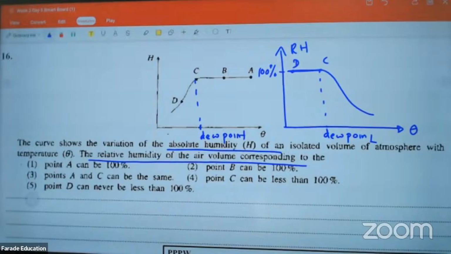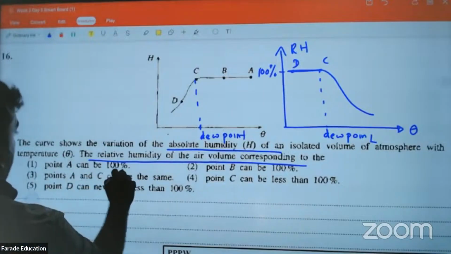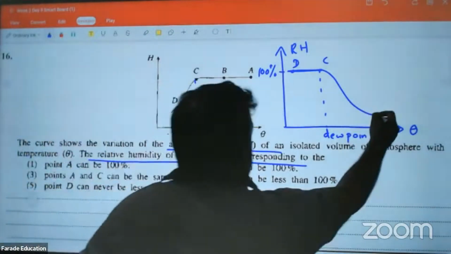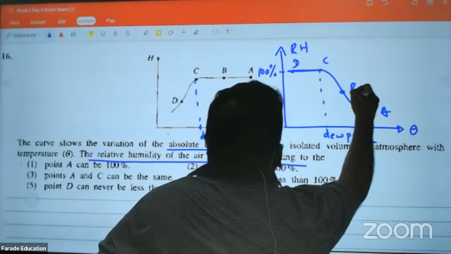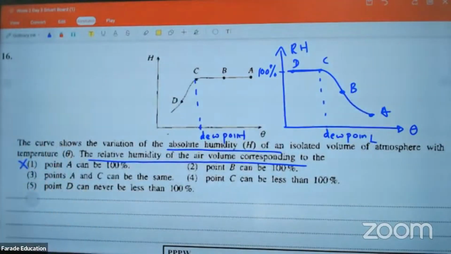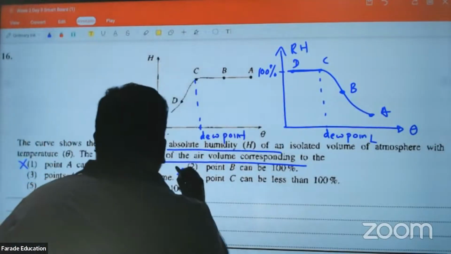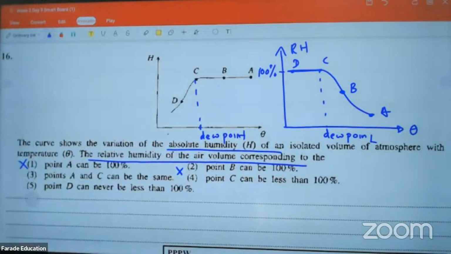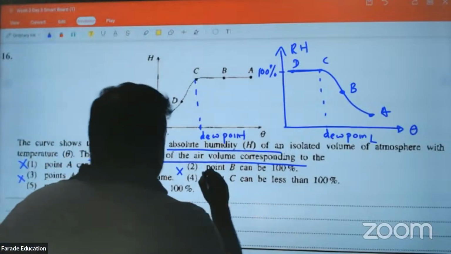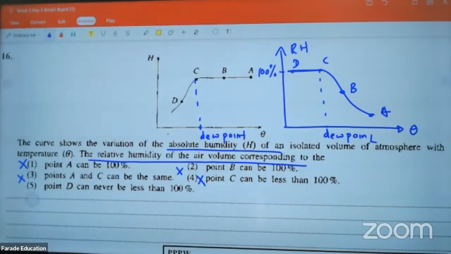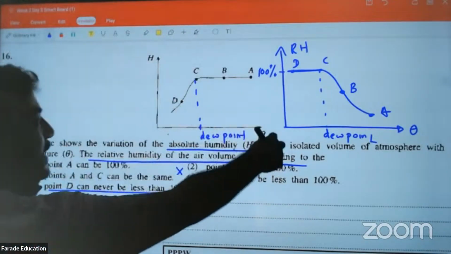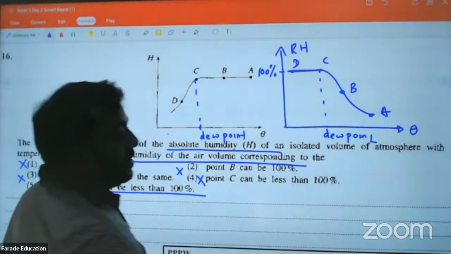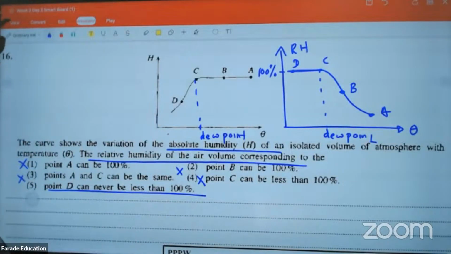Okay. First one. At point A, it can be 100%? Can't be. Point A is here, point B is somewhere here. It can't be 100%. First one is wrong. Point B can be 100%? Wrong. Point A and C can be the same? Wrong, RH is different. Point C can be less than 100%? Wrong. Point C is guaranteed 100%, saturation occurs. D can never be less than 100. That is your correct answer. Answer number 5. I have drawn the graph there. These are basic graphs which you learn when you do humidity. Okay. Right.